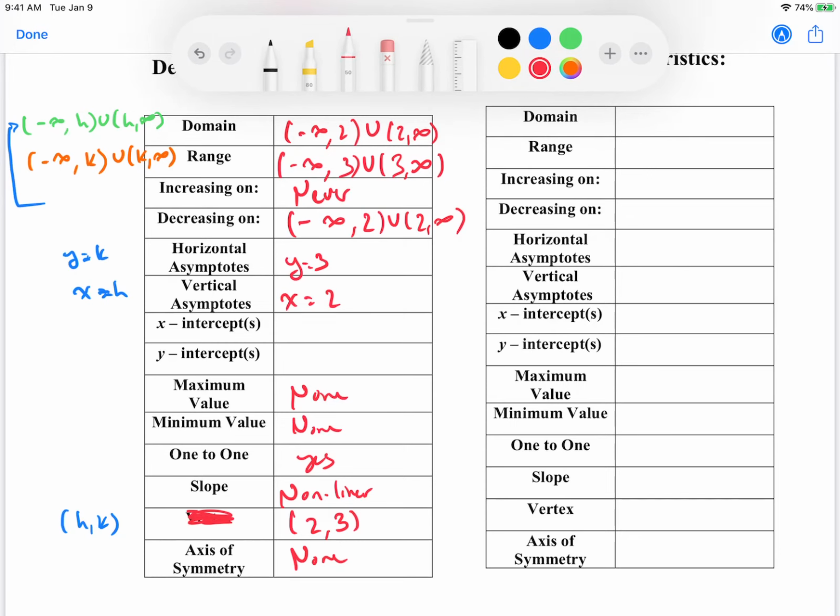Our x and y intercepts. Once again, we're going to have to set y equal to 0 in order to find x, and we're going to have to set x equal to 0 to find our y-intercepts. So let's find our x-intercepts. For our x-intercepts, we want to set y equal to 0.